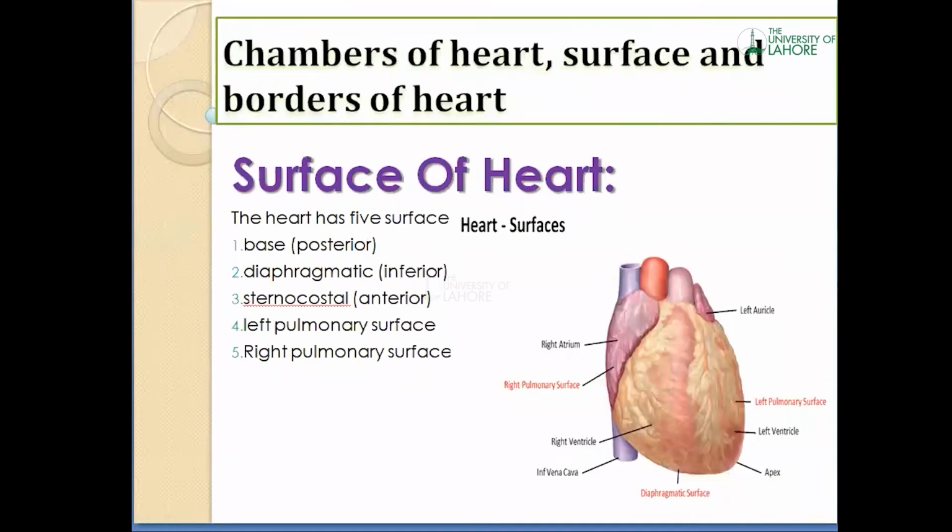Now we talk about the chambers of the heart, the surfaces of the heart, and the borders of the heart. The heart has five surfaces: the base, which is posterior; the diaphragmatic, which is inferior; the sternocostal, which is anterior; and the left and right pulmonary surfaces.